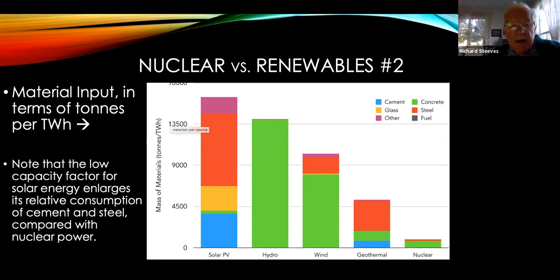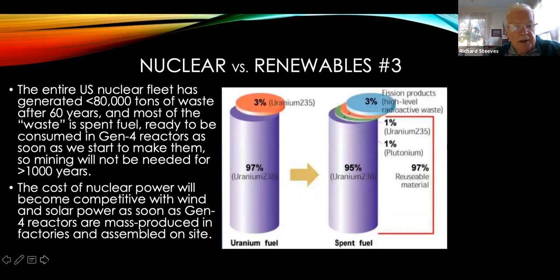I even doubted this figure. I got it from Michael Schellenberger. So I wrote to him and asked him to give me the raw data on which it was based, and he did send it to me. It was more complicated, in various tables, but I was able to corroborate that the data looked to be sound. Hydro, of course, has a lot of concrete. Wind does too, for the basis of the tower. But look at this tiny amount of concrete and steel per terawatt hour for nuclear. It's really quite remarkable. We need to be honest about that.